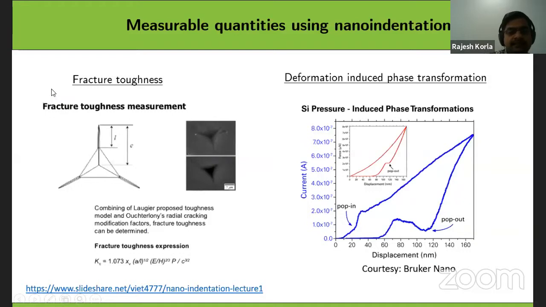On the top, as I mentioned earlier, this is a cube corner indenter. When you cube corner indent, you hit the substrate, it generates cracks if it's a brittle material. If it's a ductile material, it deforms plastically. If it's a brittle material, it generates a crack. So if you measure the crack length, from that you can actually calculate the fracture toughness.